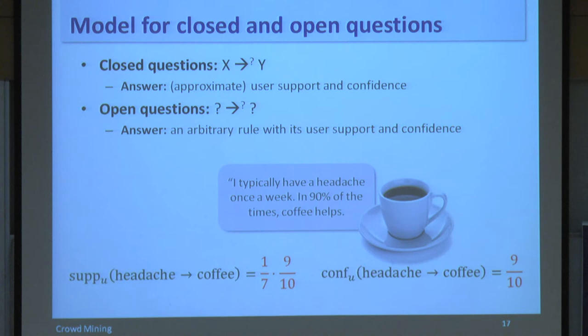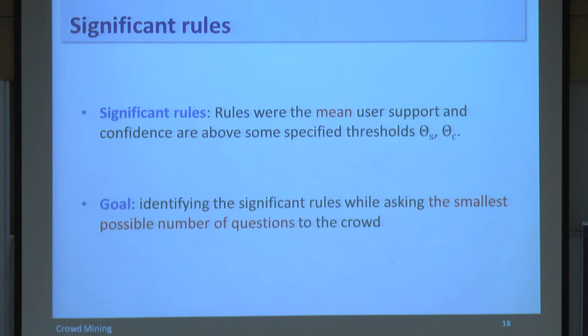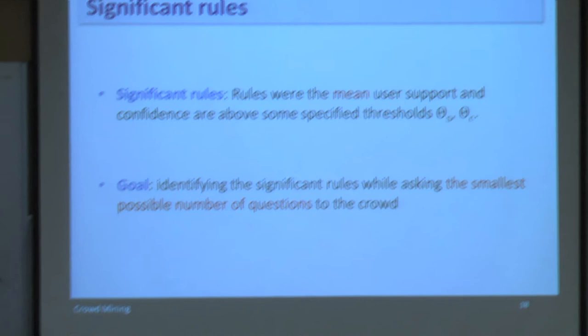All right, so now what I will do is actually I will ask many people in the crowd. We will see in a second how I do that. And I will be interested in the average confidence and support, and I will be interested only in rules that are significant. What does it mean significant? The average confidence and the average support are above some threshold that I will set. Okay, so these are the significant rules. And what I will try to do is identify these significant rules, and I will try to ask the crowd as few questions as possible and get the information as fast as possible, okay? So I need an algorithm for that, or at least a framework, and it looks like that.